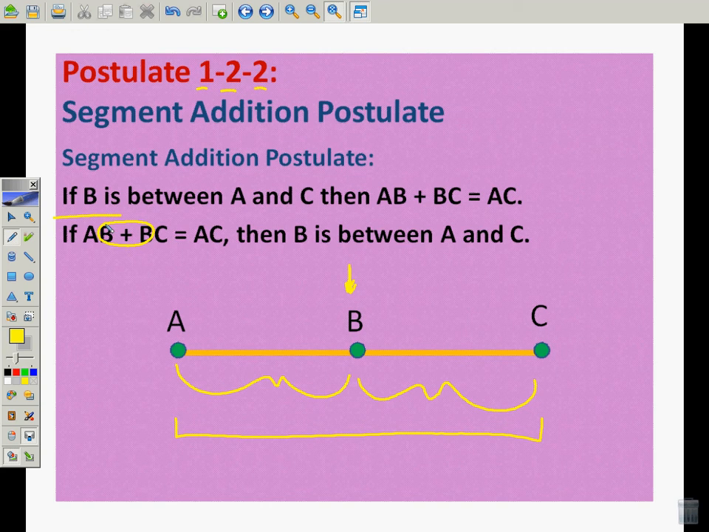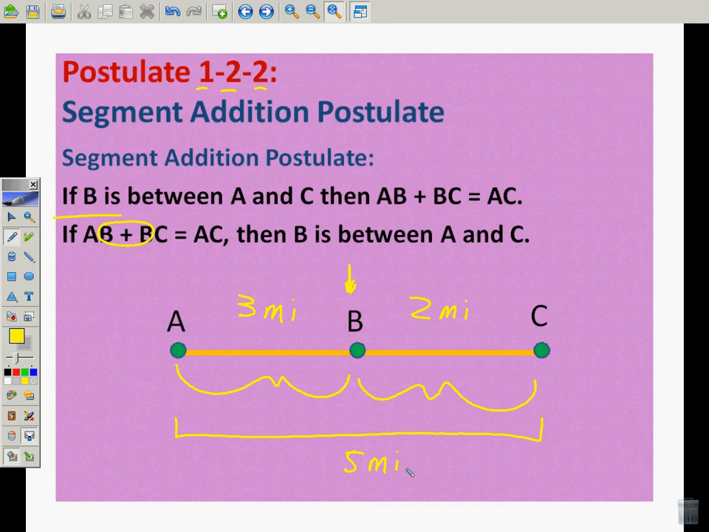Okay, if you run 3 miles, and then you run 2 miles, you've run 5 miles total. Okay, this is not difficult. The wording can make it difficult. Don't make it difficult for yourself.